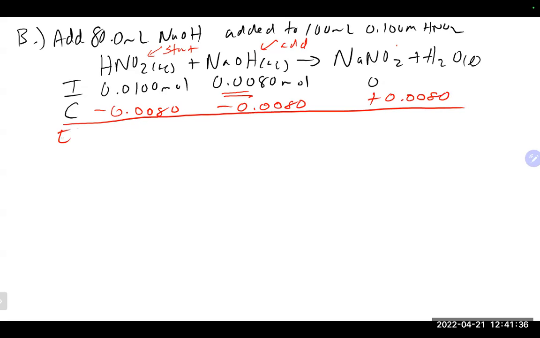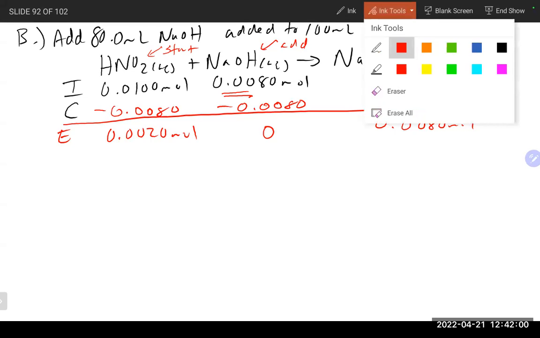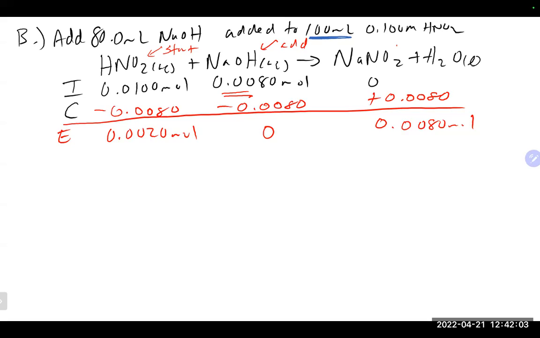That's going to get us at equilibrium here 0.01 minus 0.008, 0.002 moles. This one zeroes out, and 0.008 moles here. At this point, as we've talked about before, we definitely want to convert back into molarity by using our total volume, which in this case is we started with 100, we added 80, which means our total volume here is 180 milliliters at this point.